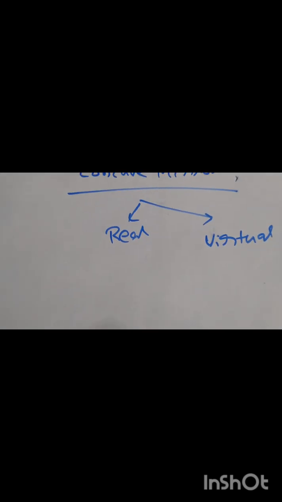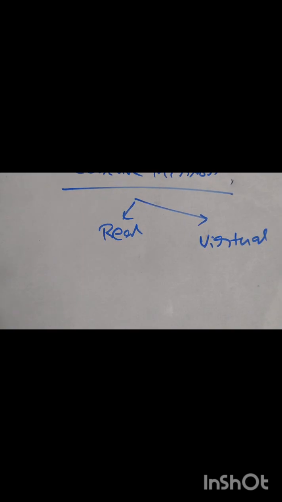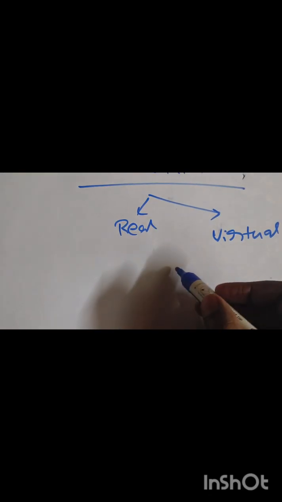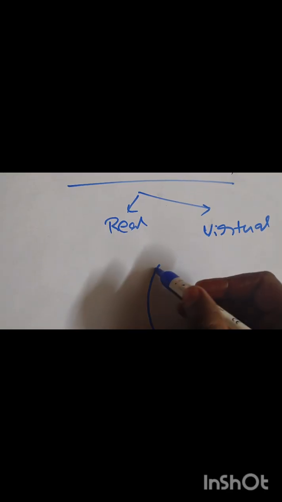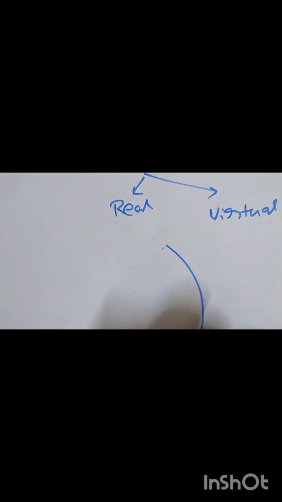Now, what was the first question? The first question was that a concave mirror can produce both real image and virtual image. Now, we will discuss it in a detailed way. Concave mirror. What are concave mirrors? First, if we take a concave mirror, okay, I will take this portion.